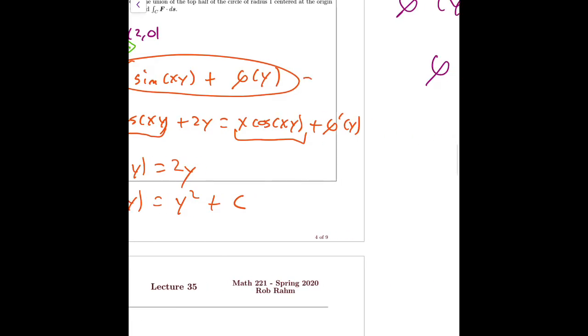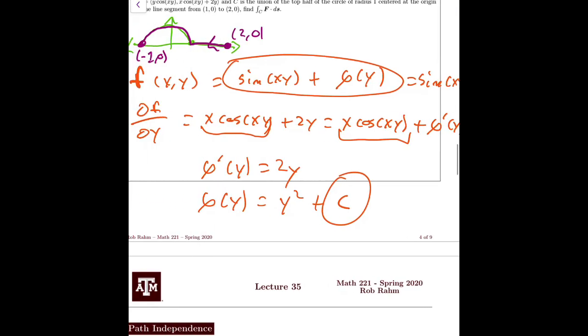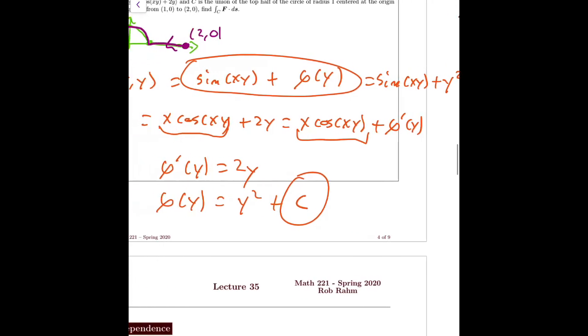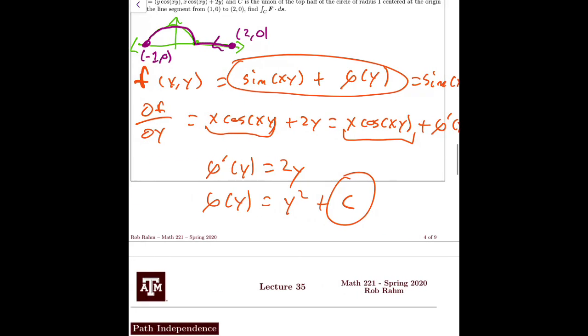So in other words, f of xy is equal to sine of xy plus y squared. And we just want any function that satisfies the gradient of f is equal to big F. We don't care what it is, so the easiest is just to take that constant equal to 0. So in other words, f of xy equals sine of xy plus y squared. That function is a potential for this vector field.